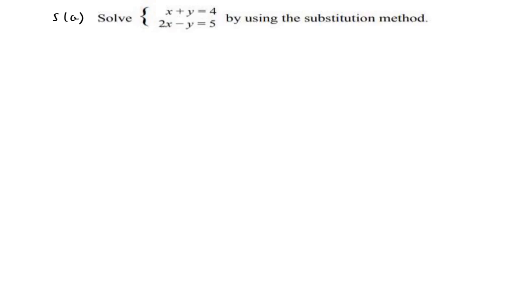Question number 5, part A. Solve x plus y equals 4 and 2x minus y equals 5 by using the substitution method. Okay, so this is a simultaneous equation problem. We have been given x plus y equals 4. Let us call this equation number 1. Then we've been given 2x minus y equals 5. Let us call this equation number 2. Okay, so next let us make y the subject from equation number 1.